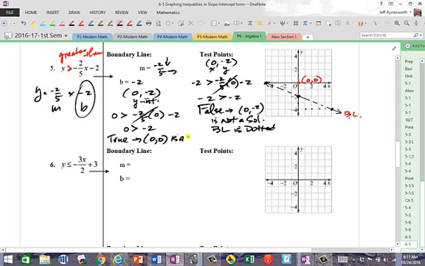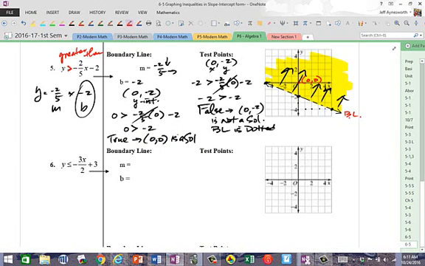So I've got to shade up here. All these points above the boundary line are solutions. Or you can simply use your highlighter and say, hey, this is the solution region here. Okay, there you go. And there's number 5.